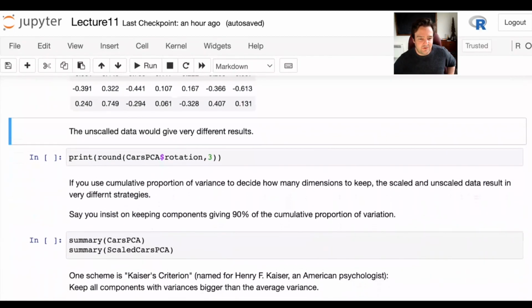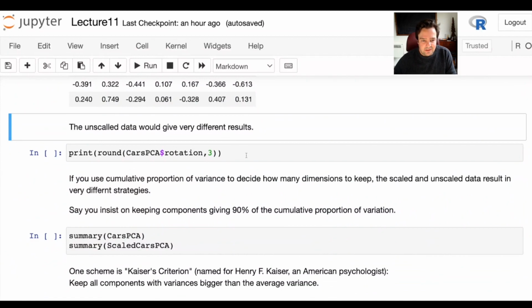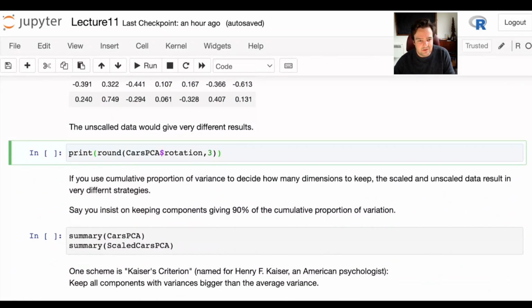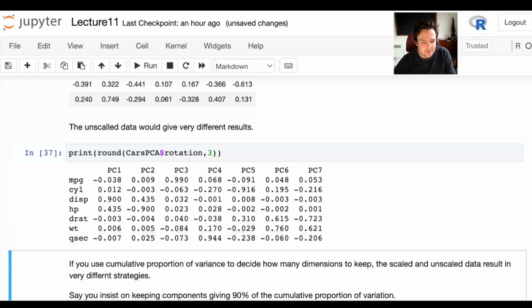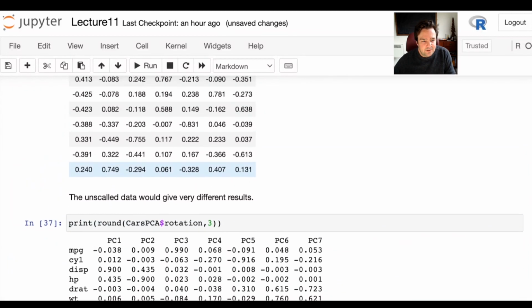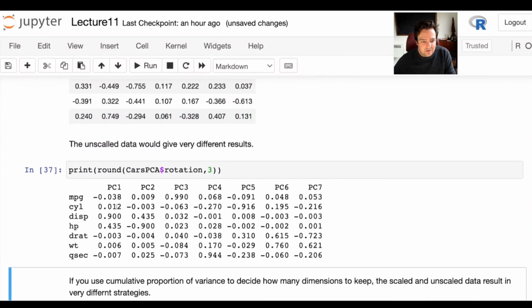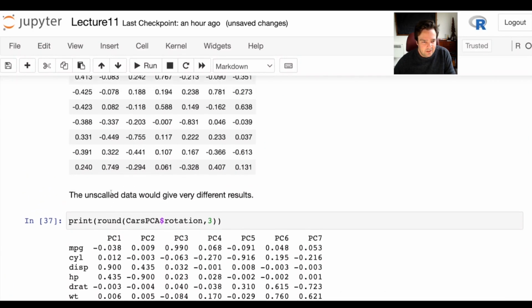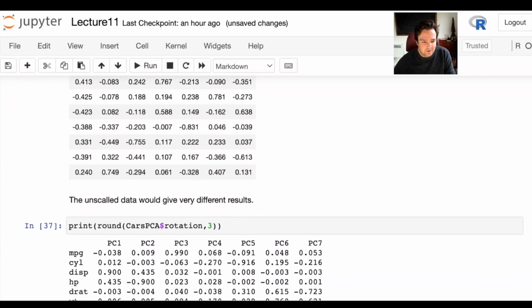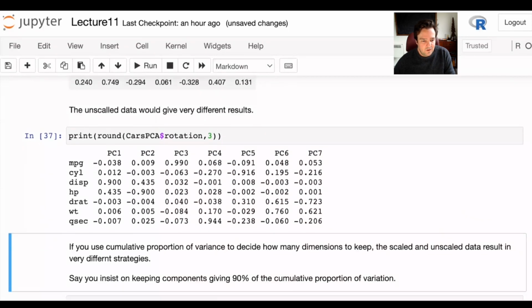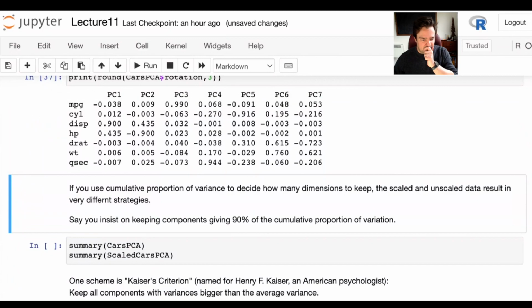Okay, and now let's try to look at the unscaled data and see what its eigenvalues and eigenvectors look like. I think we're just going to look at its eigenvectors. So they're pretty different. This is the unscaled stuff. You could look at that first one maybe, and it's pretty different from the other one. But again, this is not a big surprise.